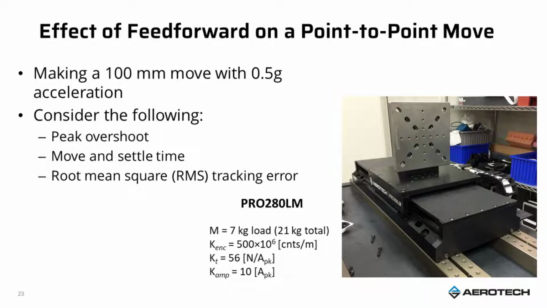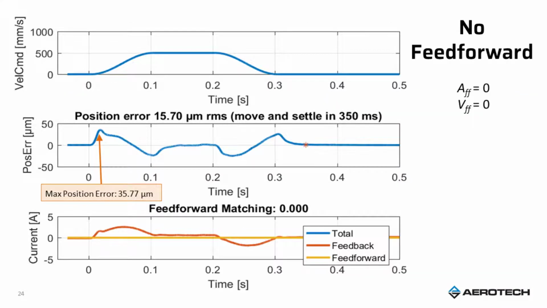So you can see on the right here a standard linear motor stage with a mass attached to it of 7 kilograms, and if I include the mass in the bracket and the carriage, I'm at 21 kilograms for the total load. And let's just do some simple moves and look at what the total time is to do the move and settle, and what the peak overshoot looks like, and what the tracking error of the system looks like.